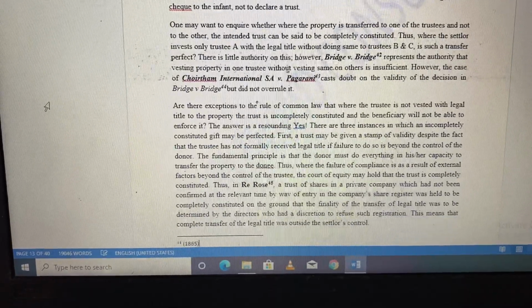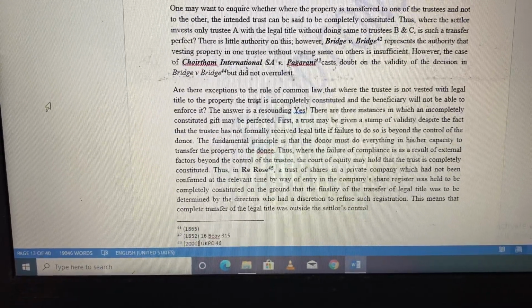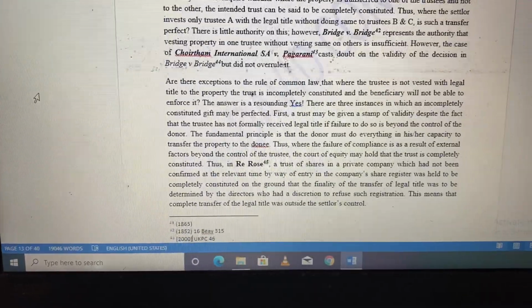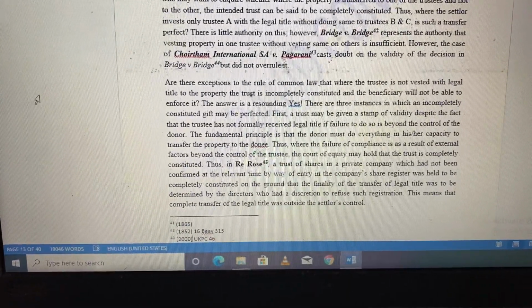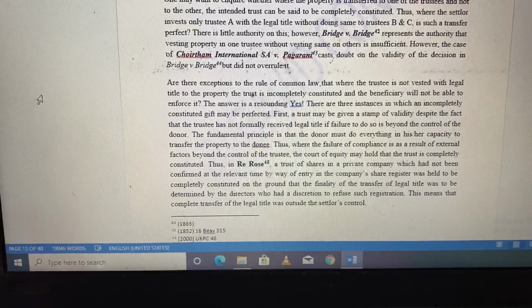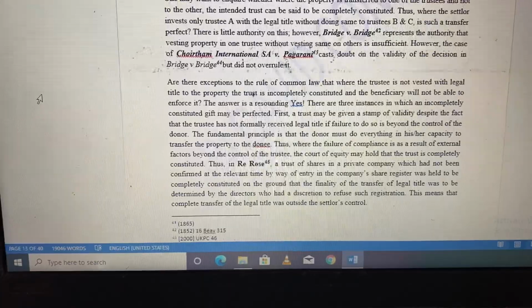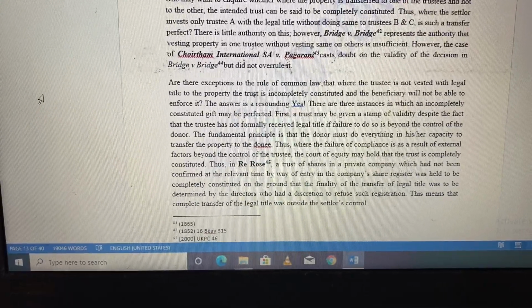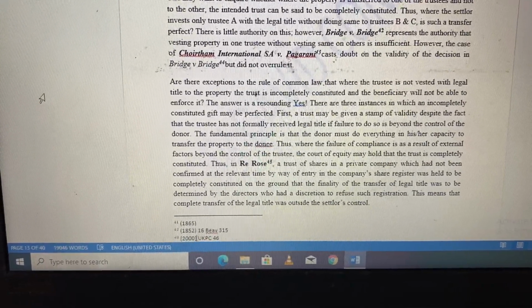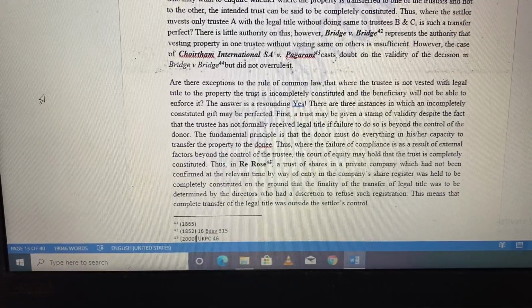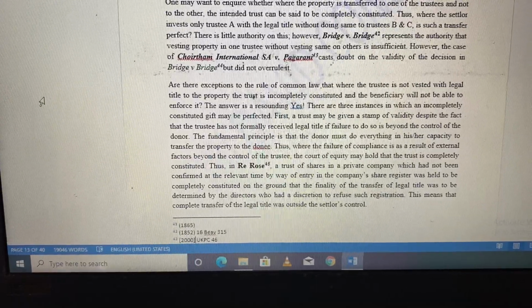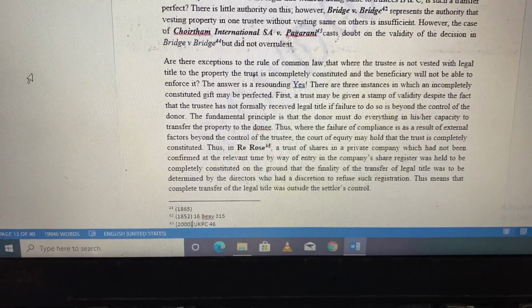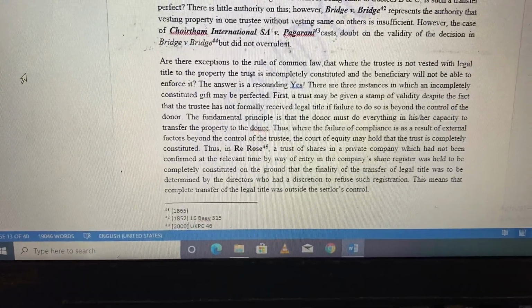So the crux of this whole idea of completely constituting a trust is that the donor must do everything within his capacity to transfer the title. But the question is, what if he has done everything humanly possible and was still not able to transfer the title, because his failure was beyond his control, so that no one in his position could have done more than he did? Should the law still say that the trust has not been validly created or completely constituted? Of course not. The position of the law is that where the failure of compliance is as a result of external factors beyond the control of the trustee, the Court of Equity may hold that the trust is completely constituted.